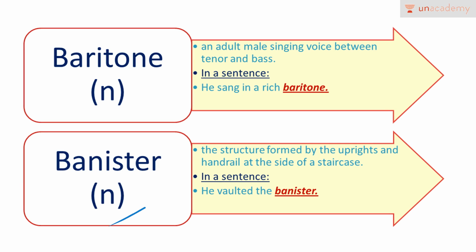Next word, banister, is a noun. So the definition would be the structure formed by the uprights and handrail at the side of a staircase. So in a sentence it would read, a simple one again, he vaulted the banister.